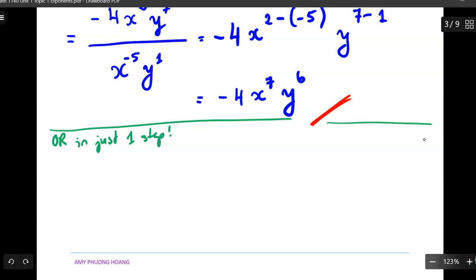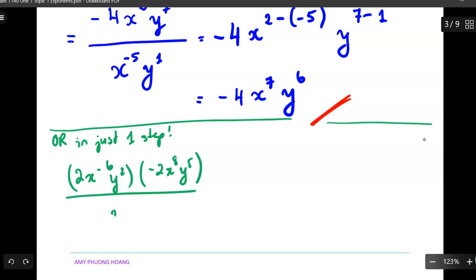All right, so let's just write this again. 2x to the -6 y squared, and I multiply that with -2x to the 8 y to the exponent 5, the whole thing divided by x to the exponent 5 and y. Okay, so now what you do is, you know that -4 is the 2 times -2 already.